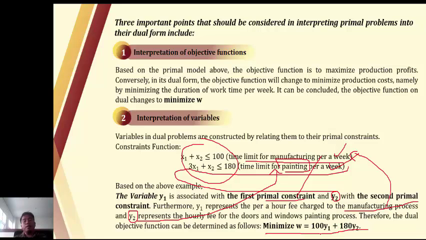180 y2. Why? Because 100 is the cost of the manufacturing, and 180 is the cost for the painting. Okay, it is for the painting.